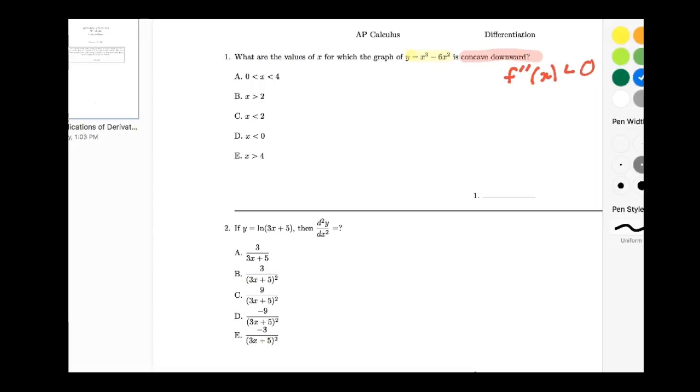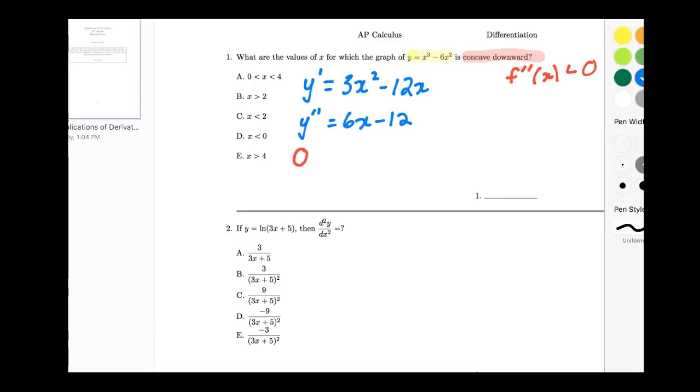Okay, so you're going to go ahead and take the derivative of your function, which is y prime equals 3x squared minus 12x. We want the second derivative, so take the derivative of your derivative and you get 6x minus 12. Now, to determine concavity, we need the zeros. So we're going to look for the possible points of inflection, and I'm going to factor out the 6 and I get x minus 2. So what makes this 0? Well, that's when x equals 2.